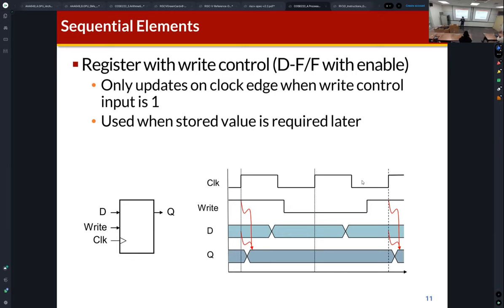Actually, I also explained the basic components of a processor, and you can find some components have an enable signal. Which means that even though the input is changed, and these components work with a clock signal, the update of the output is also controlled by this enable. Okay.